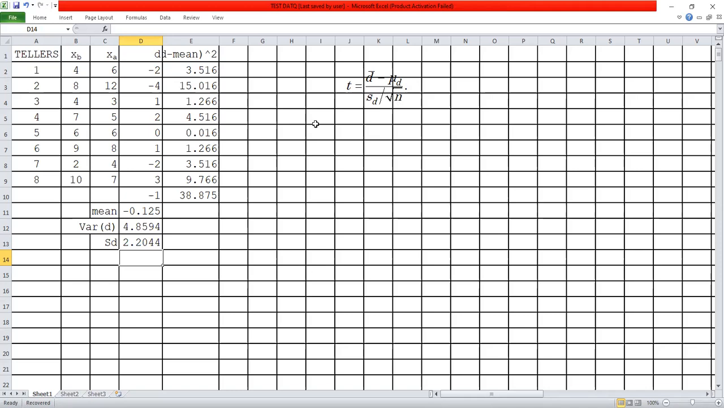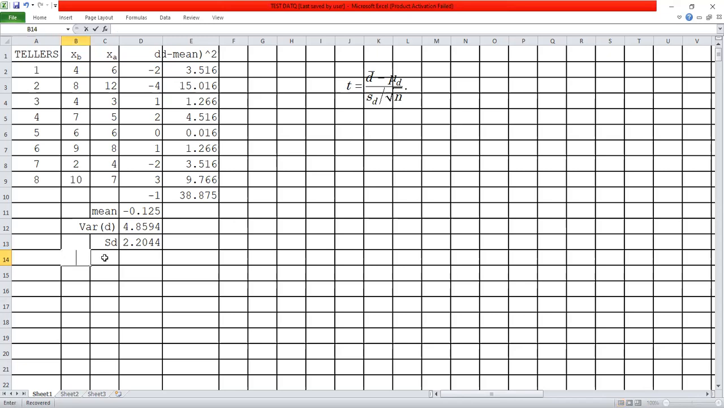But we know N. N is 8. We know mu D when the null hypothesis is true. So mu D essentially is 0. So all we need to do here is to substitute, therefore, T equal to minus 0.125 minus 0.125 divided by 2.2 over the square root of 8, which essentially means I would just deal with here.